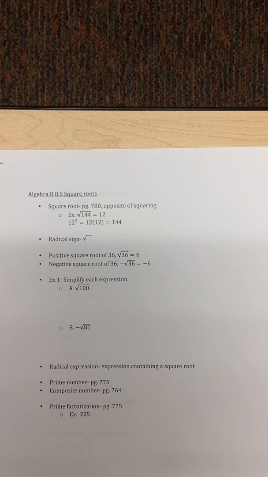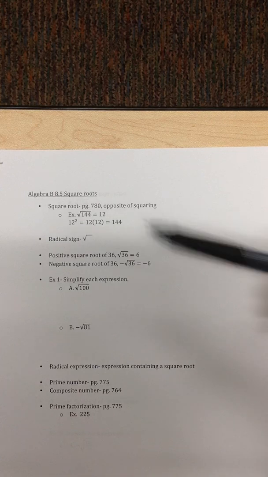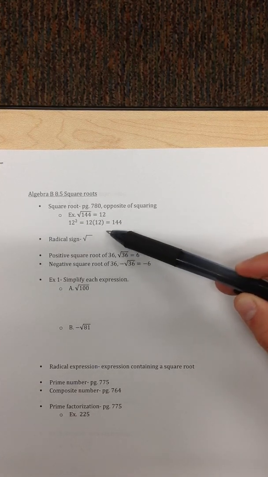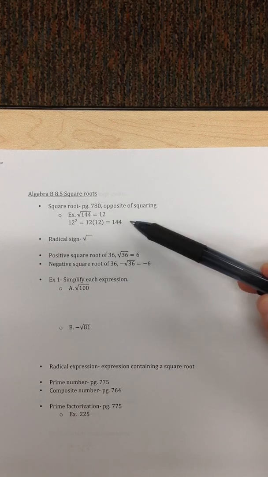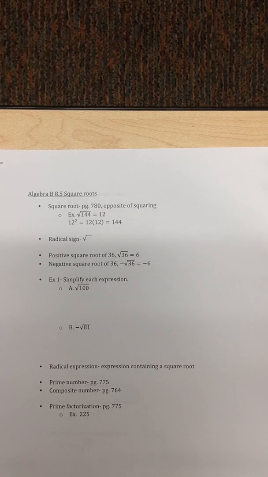Okay, so this is section 8.5, square roots. So square root is basically the opposite of squaring something, and the definition is on page 780 if you want to look it up, but it just means the opposite of squaring something. So an example of that, the square root of 144 is 12, because if we take 12 and square it, or 12 times 12, we get 144. So then if I do the opposite, square root 144, I would get 12.